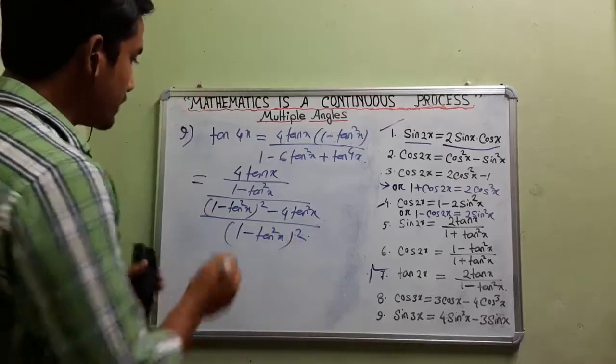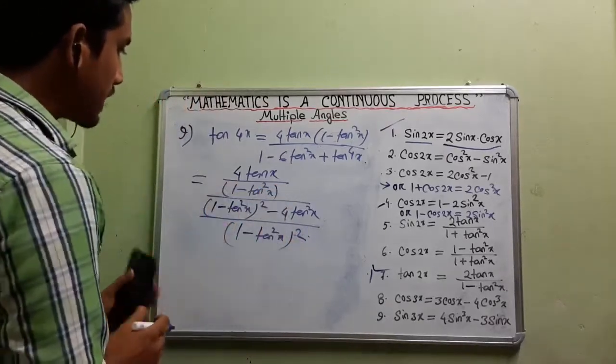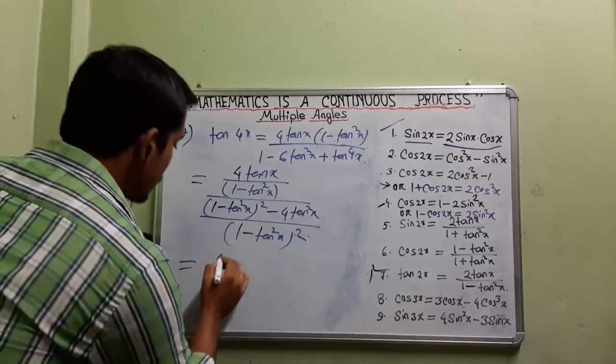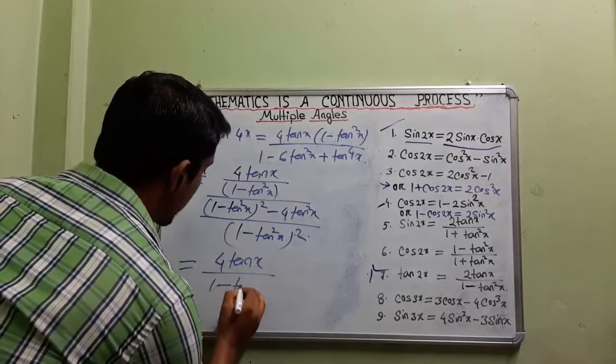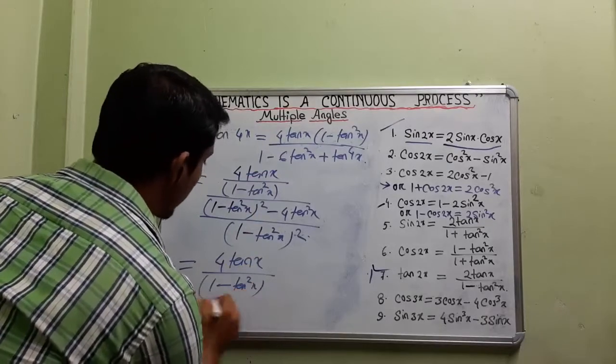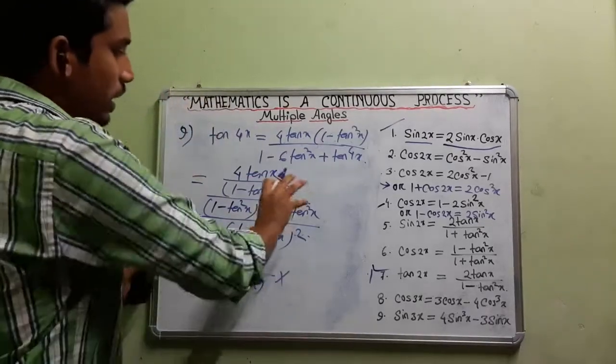Now let me calculate more. So it will be 4 tan x divided by 1 minus tan square x, into 1 minus tan square x, which will get reciprocated.